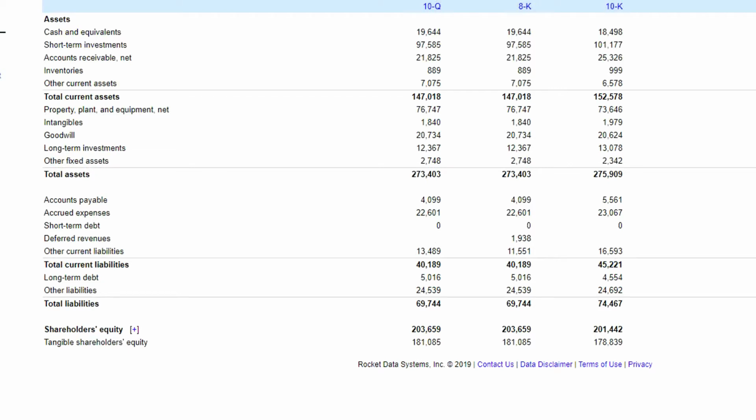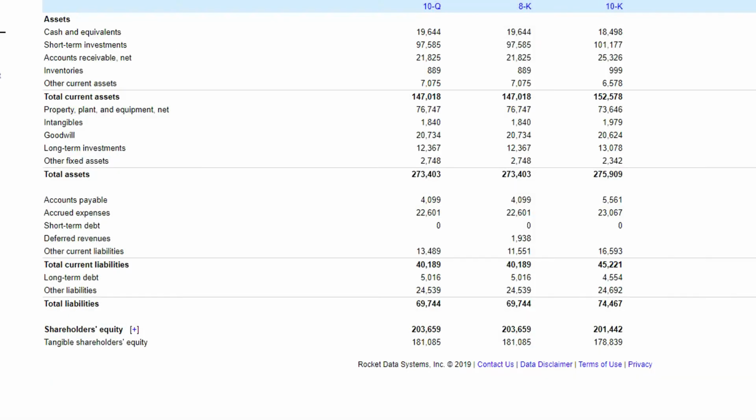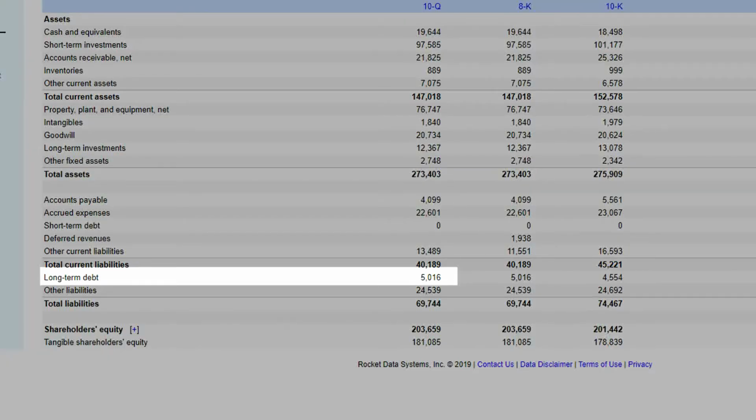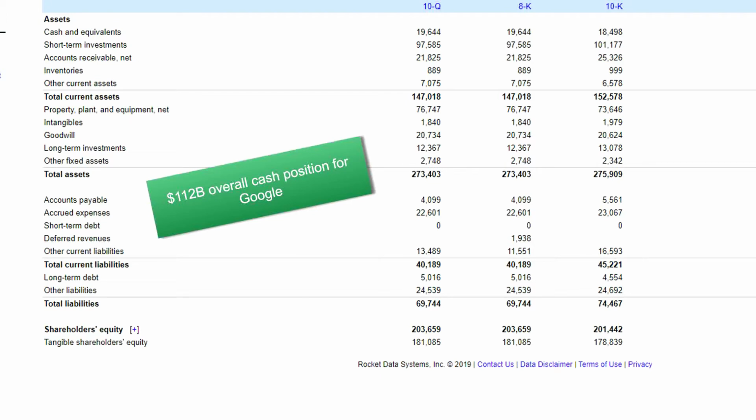One of my favorite investors, Peter Lynch, likes to calculate what's called the company's total cash position. What he likes to do is take cash and equivalents and short-term investments, add those together, and subtract long-term debt from that to get the company's overall cash position. In fact, this overall cash position can be used to calculate financial valuations, which I'll show you guys in a future video.